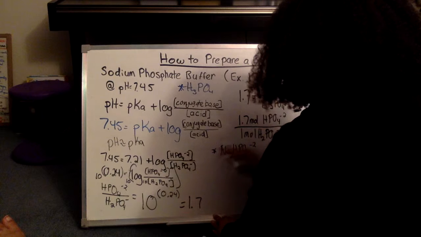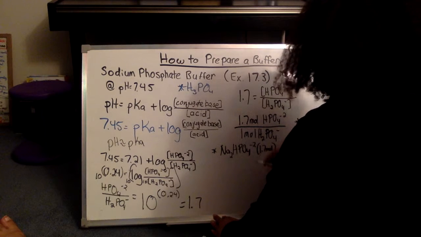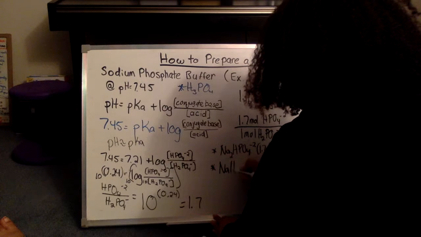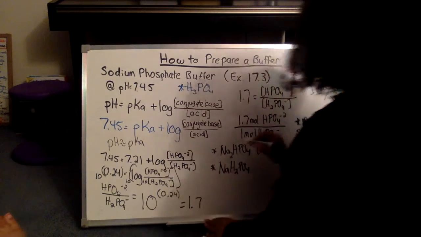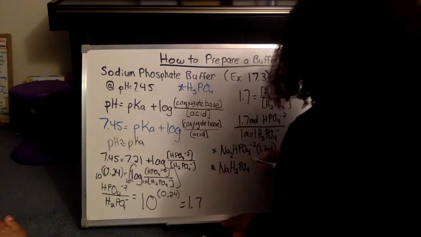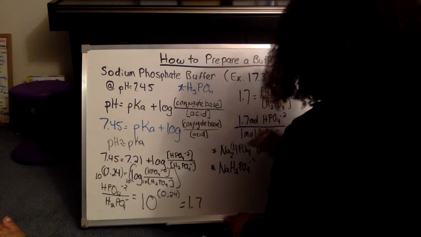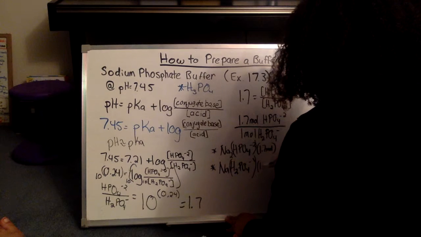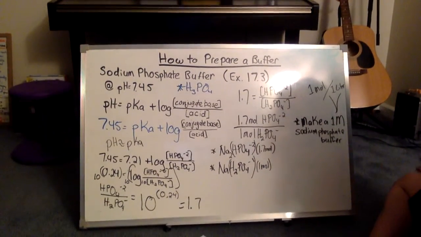We want 1.7 moles of this, and we use NaH2PO4. This is where the sodium part comes in. I have a minus 2 only so that we can just remember that this is minus 2 and that this is minus 1 here, okay? Because that becomes sort of important. So that we want 1 mole of this, right? Okay, great.